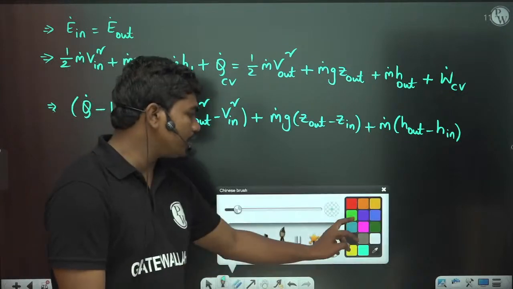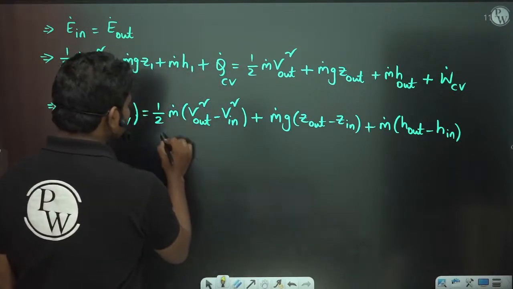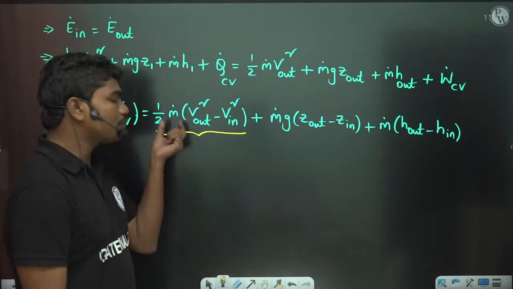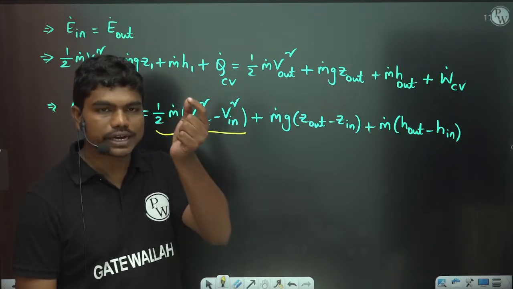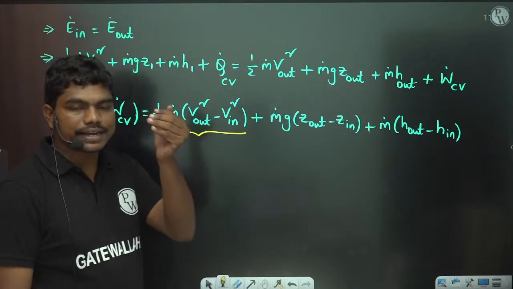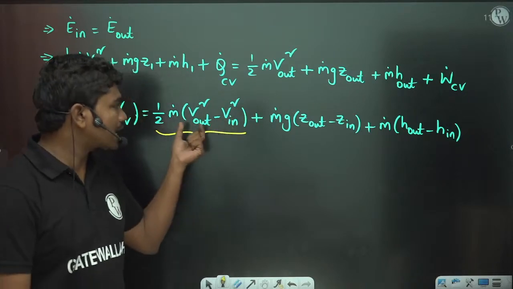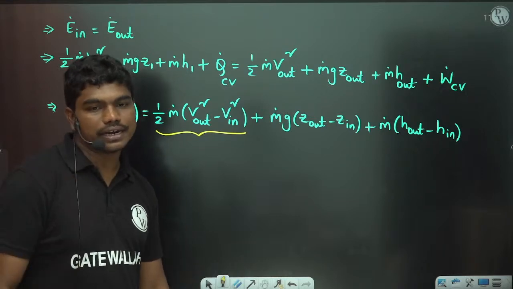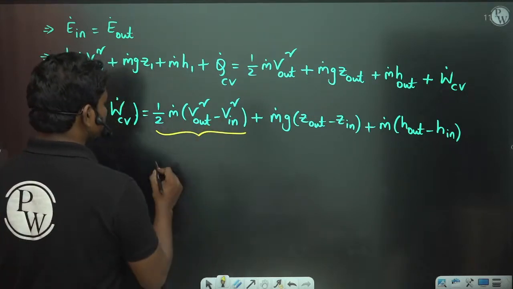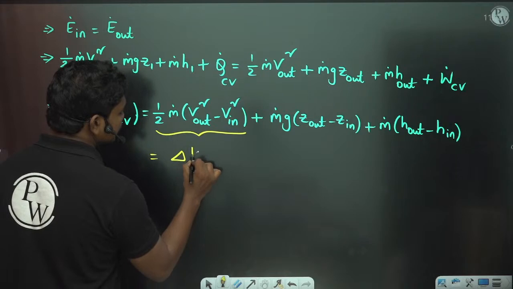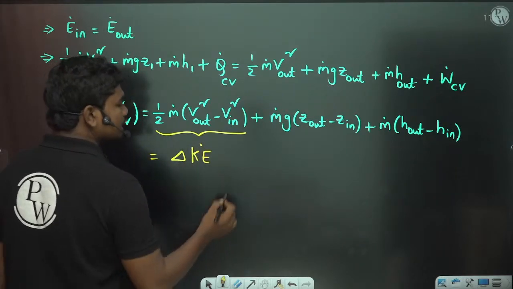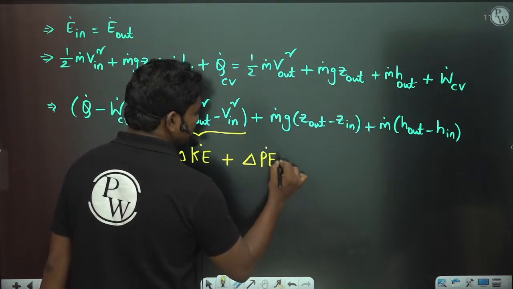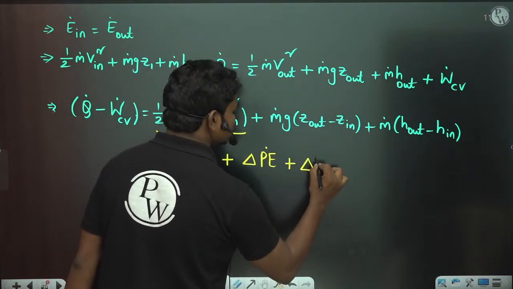If you clearly observe, this is nothing but the difference in the kinetic energy of the fluid at outlet and inlet. Yes or no? Because half m dot v out square is the kinetic energy at the outlet, and half m dot v in square is the kinetic energy at the inlet. So this term corresponds to the difference in the kinetic energies of the fluid at the outlet and inlet. Final minus initial, so we can write this as delta kinetic energy dot, because this is a rate, plus the rate of potential energy change between inlet and outlet, and that's delta h dot actually here.